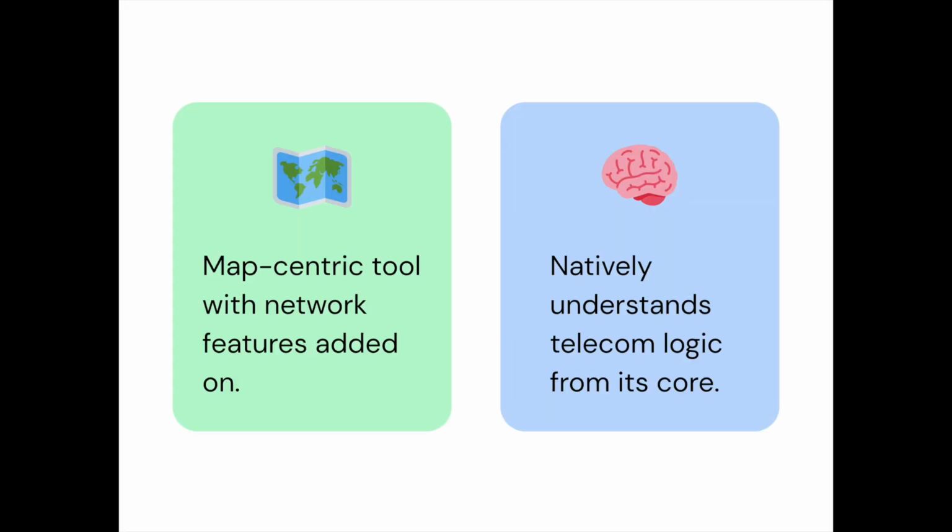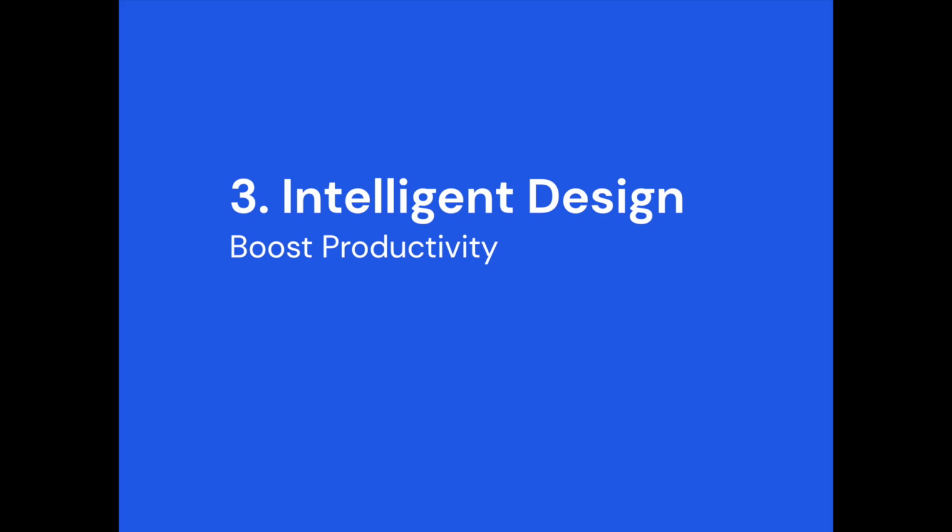So you can see here what that difference actually looks like in practice. A traditional GIS is basically a map that you have to teach about your network. You have to tell it what a splice is, what a splitter does. But Zonedge, it's the other way around. It's a network tool that inherently gets it. It understands what a fiber splice is, how an optical signal travels from the central office all the way to a customer's home. It just knows right out of the box. No workarounds needed.